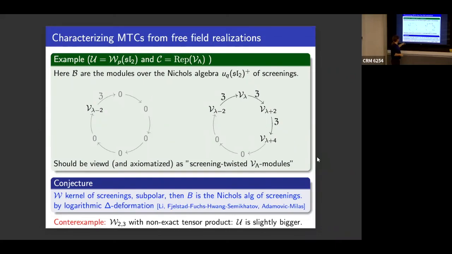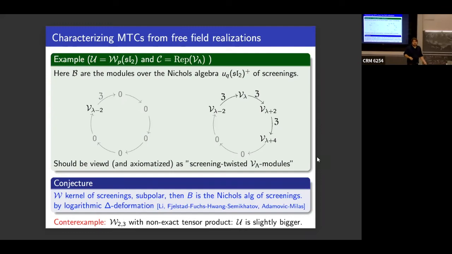And of course, again, I have a big counterexample to this, namely W2,3. The W2,3 module category is a non-exact tensor category, and U is slightly bigger than the Drinfeld center. There's a quotient to the Drinfeld center, but U is slightly bigger.